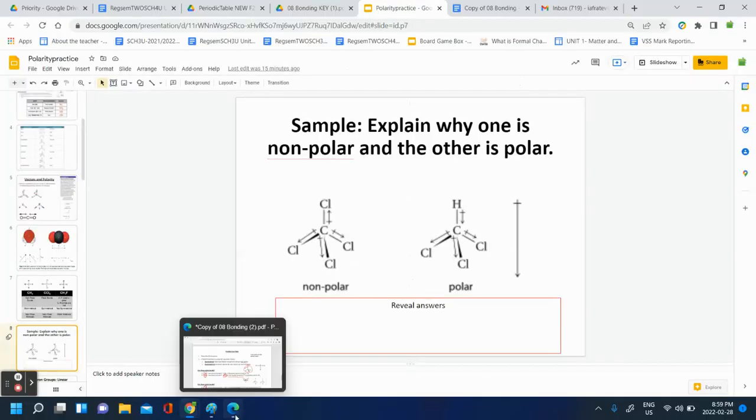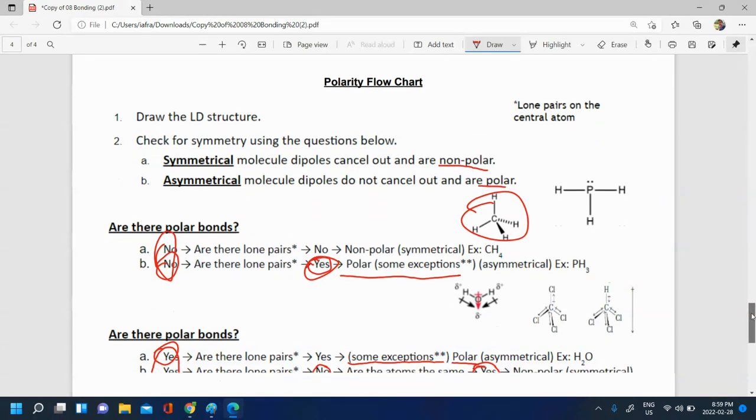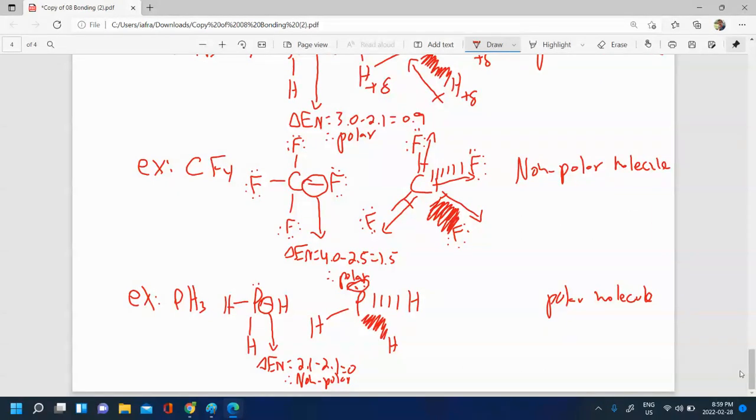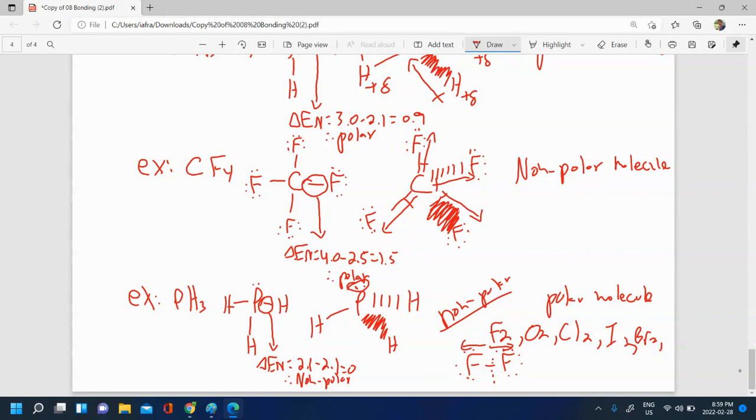So in this video, we went over some examples of polar molecules and nonpolar molecules identification. A few quick tips to remember. If you see things like F2, O2, Cl2, I2, Br2, these are all considered nonpolar because they're perfectly symmetrical. They cancel out. It's like having this molecule here. It's a completely pure equal share, and it's perfectly symmetrical down the middle, with electrons just essentially being shared right down the middle equally because it's two of the same elements.